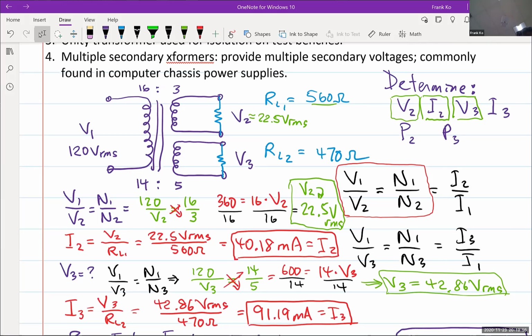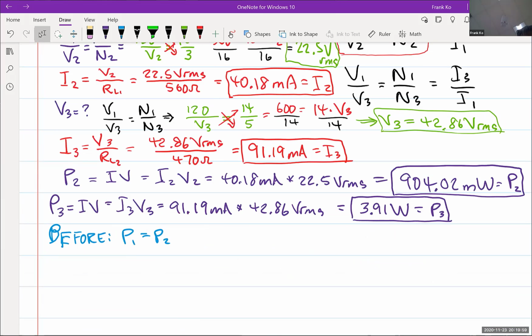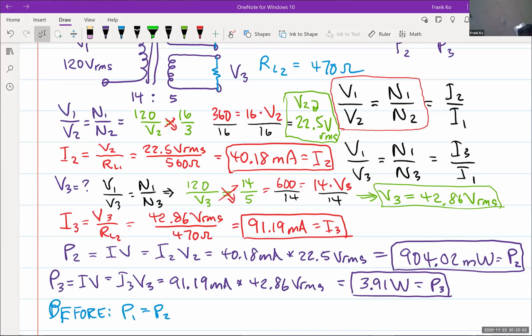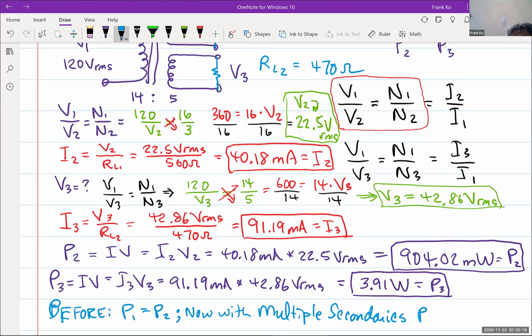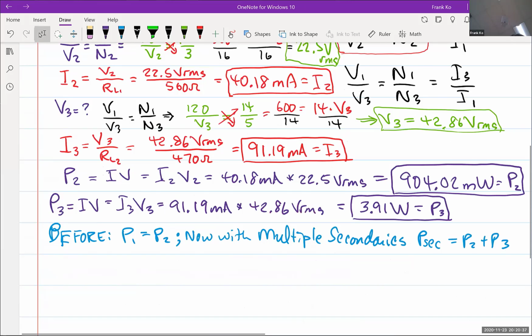Well, let's go ahead and you're on the right track because we have multiple secondaries. So I'm going to do this now with multiple secondaries. P secondary is equal to P2 plus P3. Is that correct? Would that be an appropriate way to state my secondary power? To just call it SEC secondary? And that is equal to the sum of P2 plus P3.